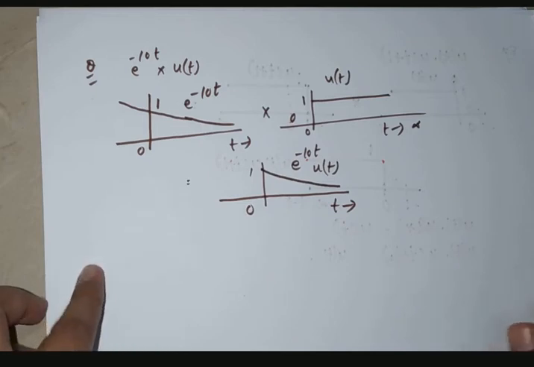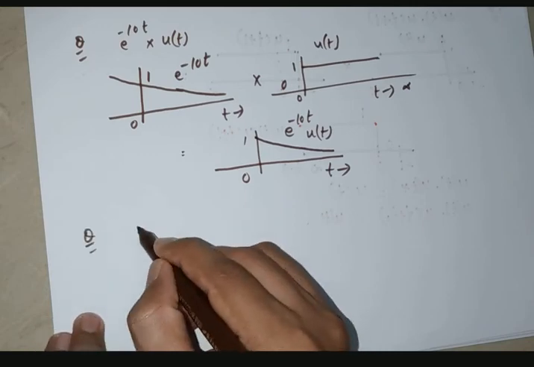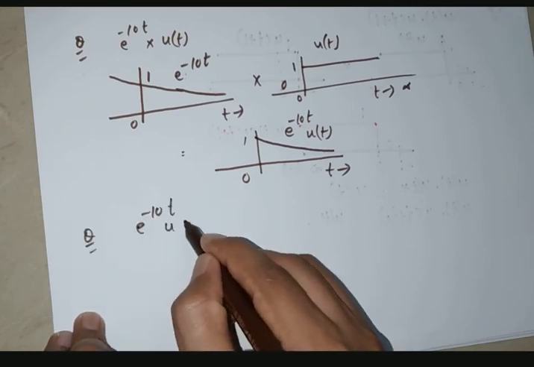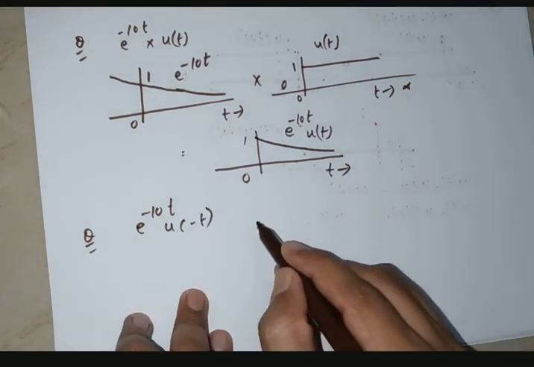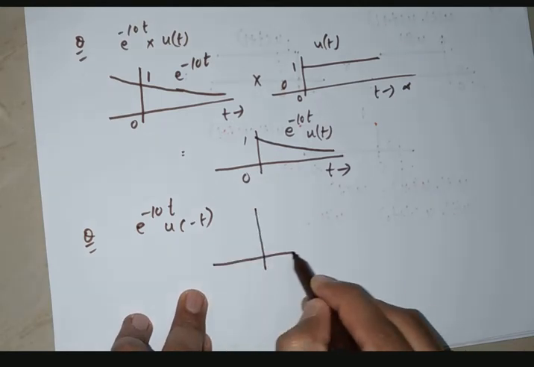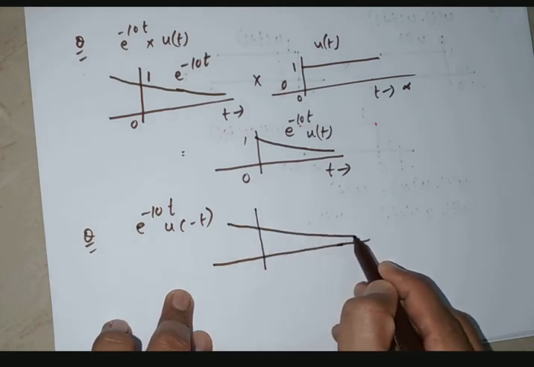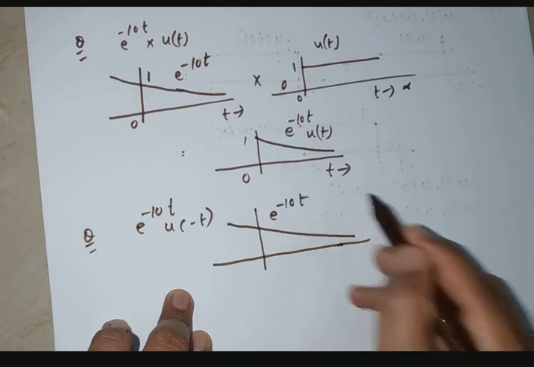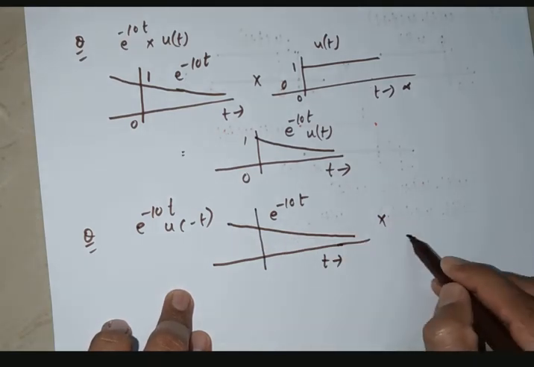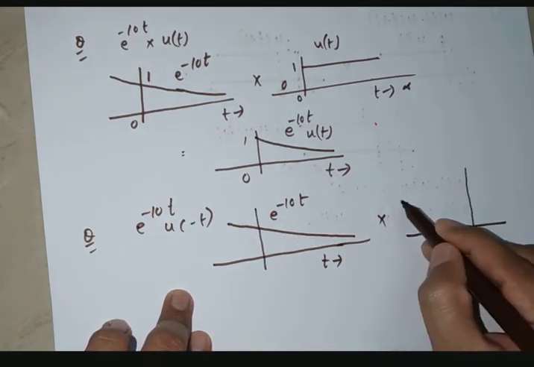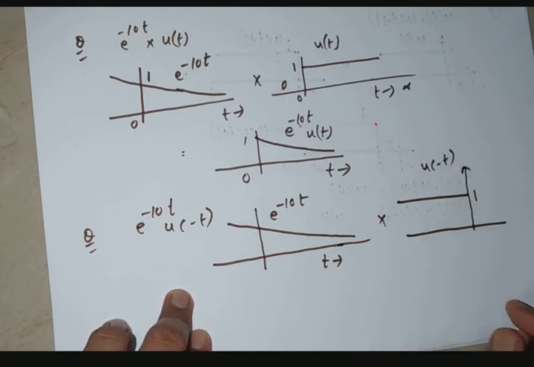Okay, now take another example: e^(-10t) u(-t). If you do the plot, what will you get? No change, e^(-10t) multiply, now this is u(-t). This is u(-t). Now if you multiply, what will we get?